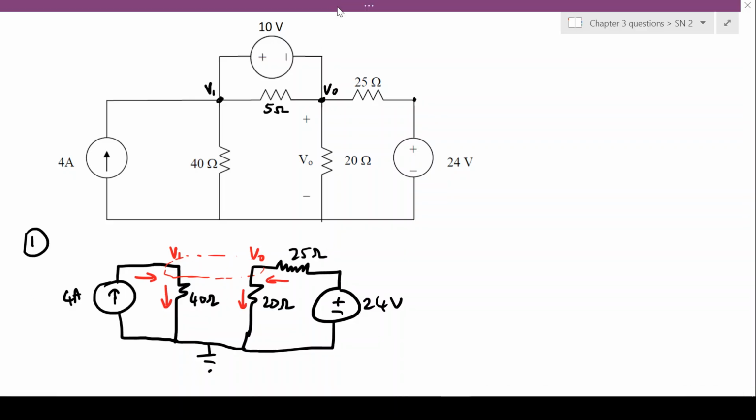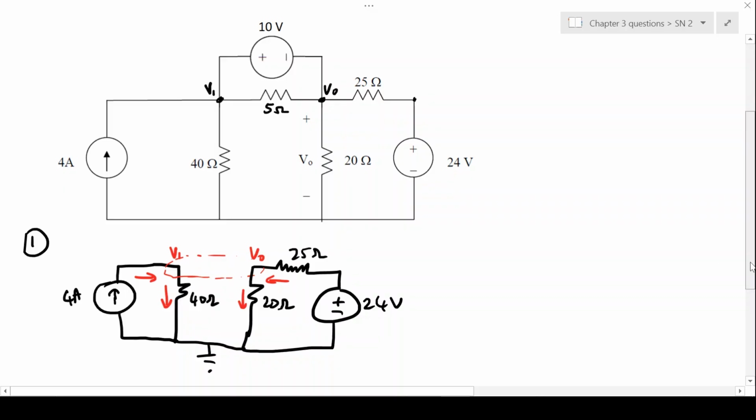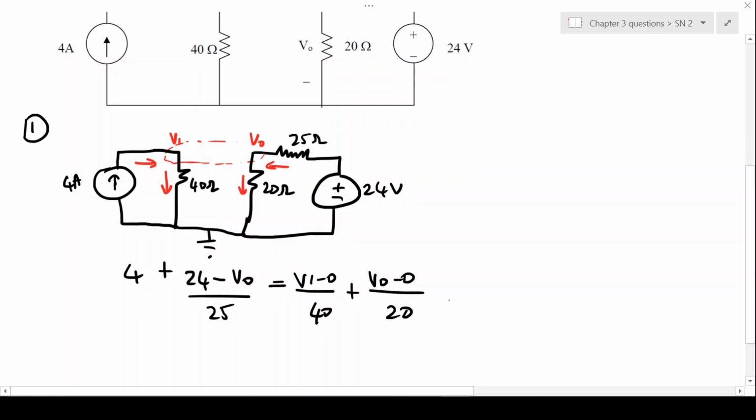Right, so we've done the current direction allocation, so we can then do the expression. We can say going in is 4 amps on this side, and then this side it will be plus (24 minus V0) over 25, and then going out will be (V1 minus 0) over 40 and (V0 minus 0) over 20.